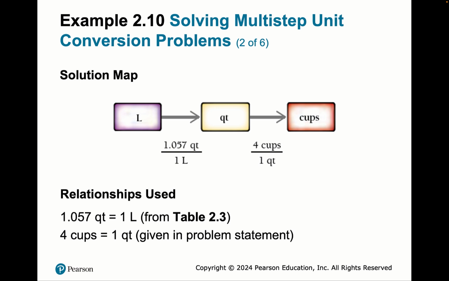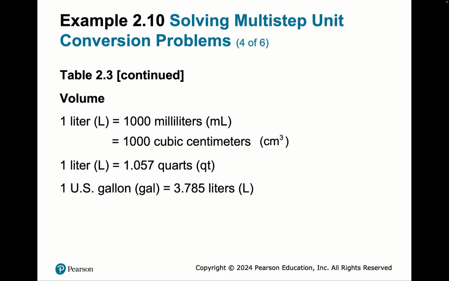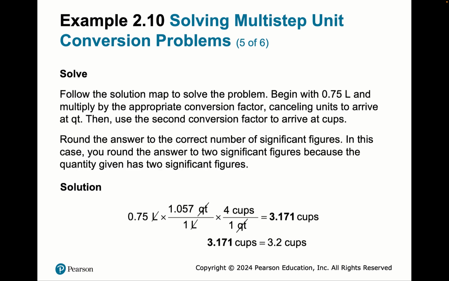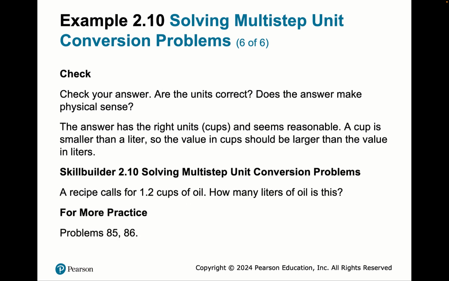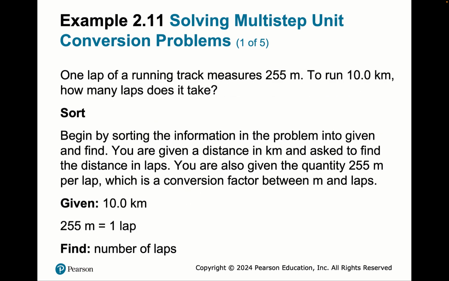But you have the quarts there, and then, of course, there are the common conversions. So more than one step, though. We start with, on the left, 0.75 liters, and we convert to quarts. Now we're going to convert to cups, and then to 2 sig figs, 3.2 cups. If it was me, I would just put 3, and then add a little bit extra and call it a day. Does that make sense?